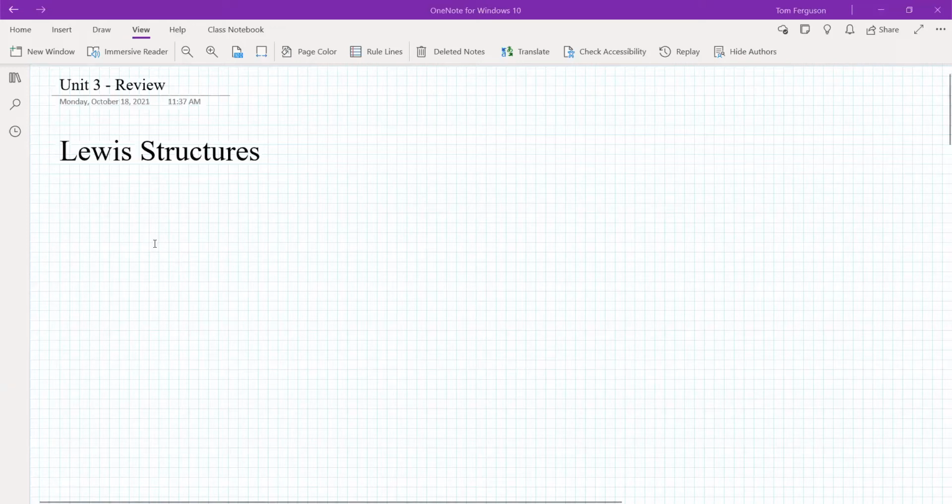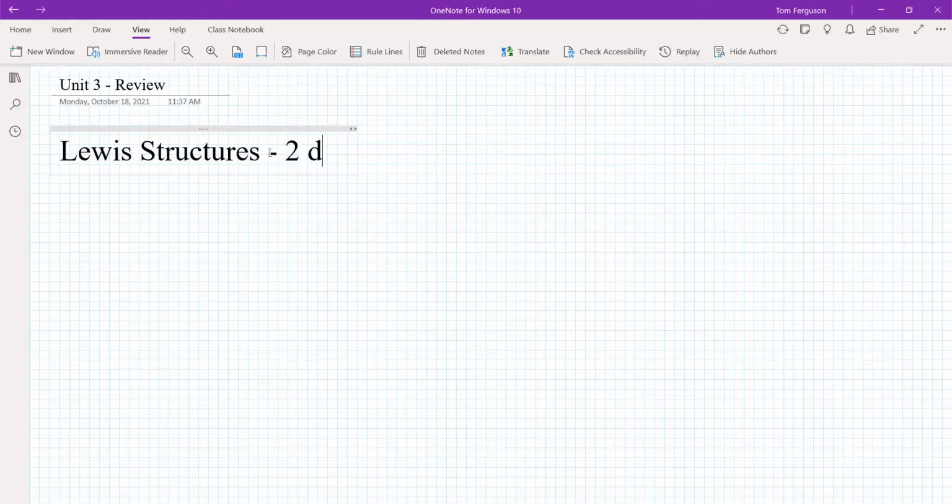All right, for the first chapter 10 material, there are mainly two topics. One is Lewis structures, the other is VSEPR structures, the valence shell electron pair repulsion, the three-dimensional version of Lewis structures. Now, the thing about Lewis structures is they are basically two-dimensional. They're not three-dimensional. Some people have added little nuances to make them three-dimensional, but basically they're two-dimensional.